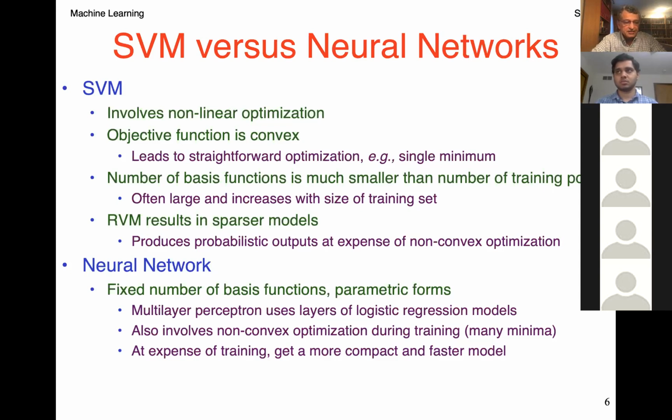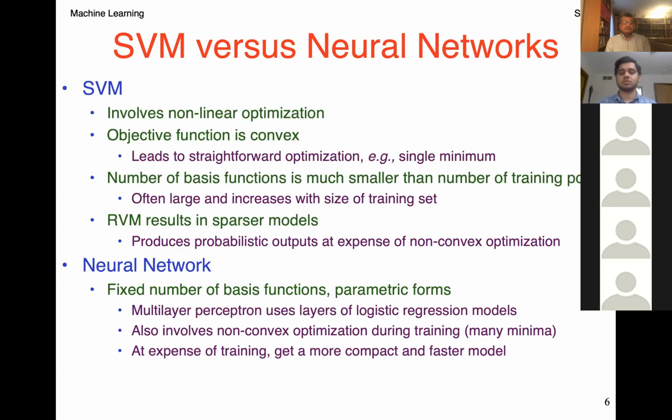Bayesian version says, we have some prior knowledge we want to incorporate into the problem rather than everything being learned from the data. So if you need weights for the network, we'd have a prior distribution of the weights. And if you do that with an SVM, it becomes a relevance vector machine, which produces probabilistic outputs at the expense of non-convex optimization. All right, so that's about SVM, which is a later topic.